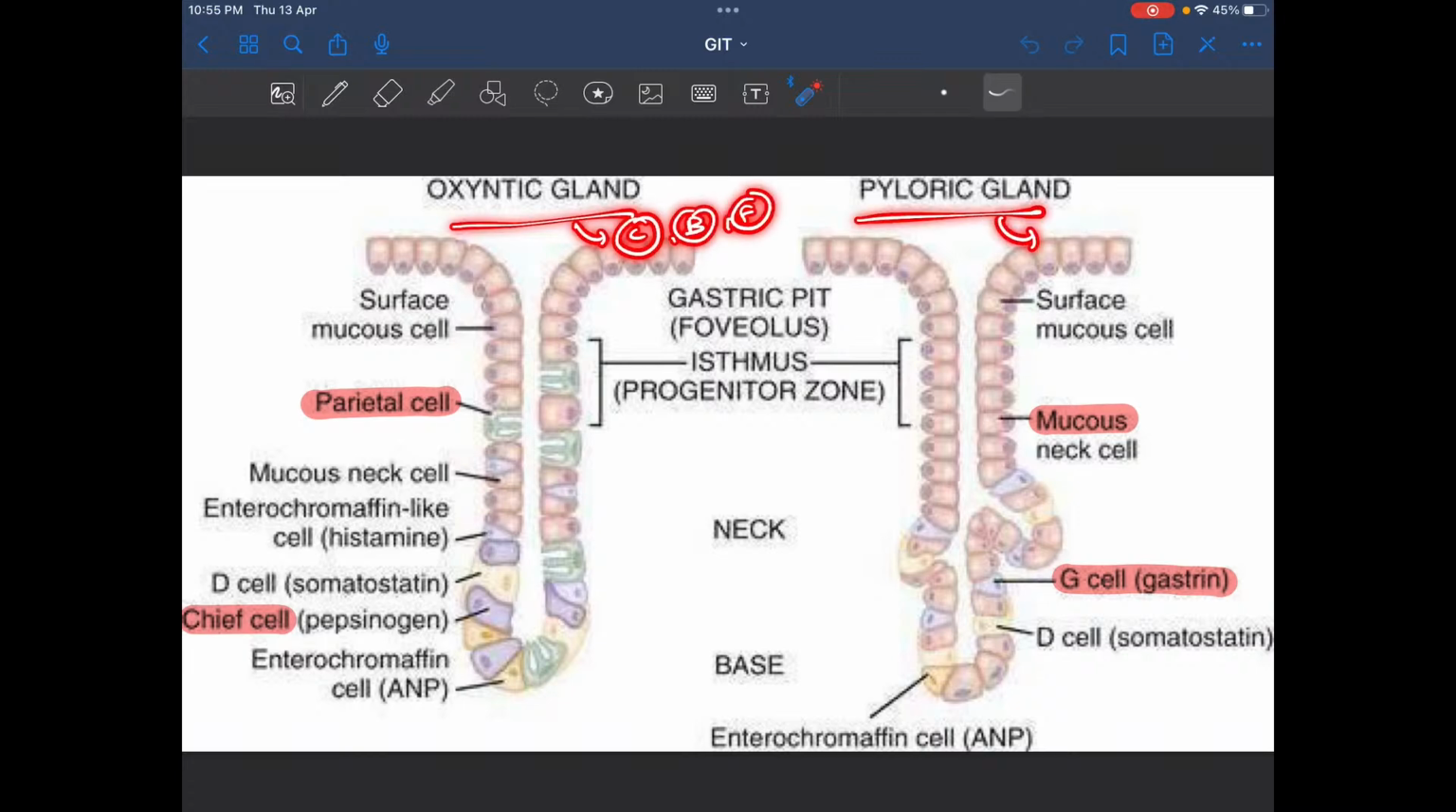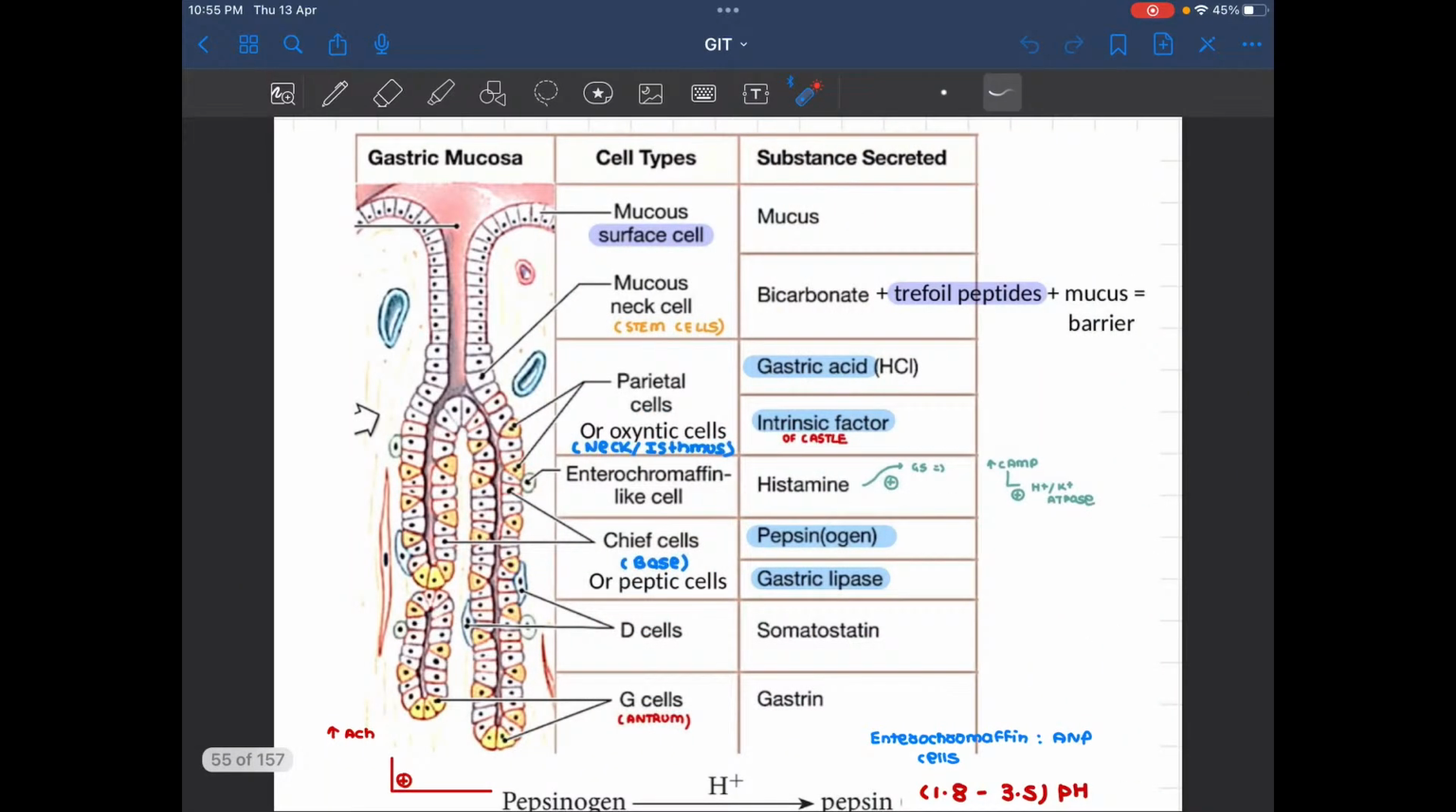Where are the pyloric glands present? It's present over the pylorus. Okay. So this is what I mean by that. So you have something known as the mucus cell that's going to secrete mucus, whereas there's something known as the mucus neck cell. These are also your stem cells, and they're going to release bicarb, very important as a pre-epithelial barrier, and your trefoil peptides.